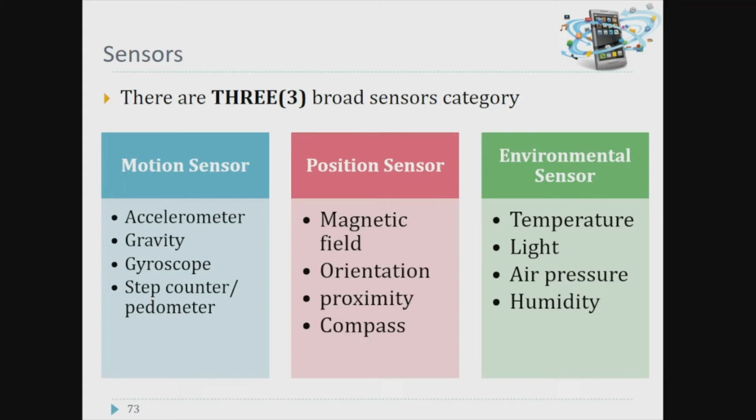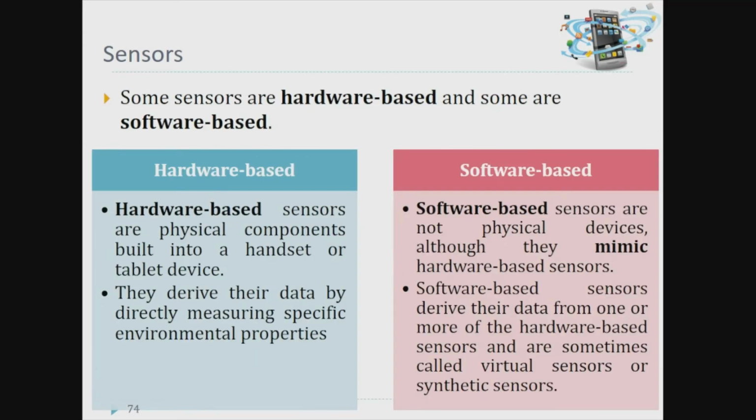And then some sensors are hardware based and some sensors are software based. Hardware based means the sensors are physical components built into a handset or tablet device, so they derive their data by directly measuring specific environment properties. The software based sensor is not a physical device, although it mimics a hardware based sensor. It derives its data from one or more hardware based sensors, and is sometimes called a virtual sensor or synthetic sensor.